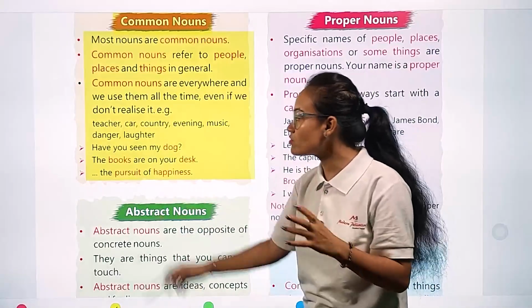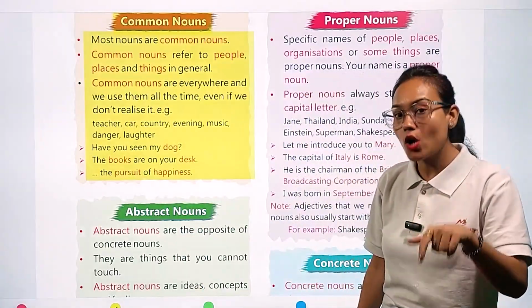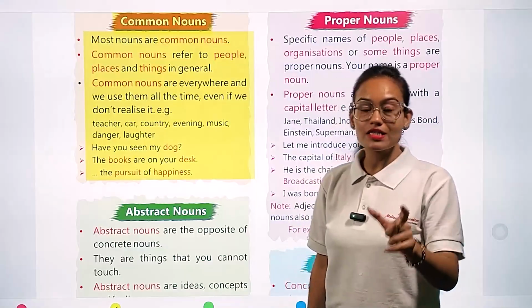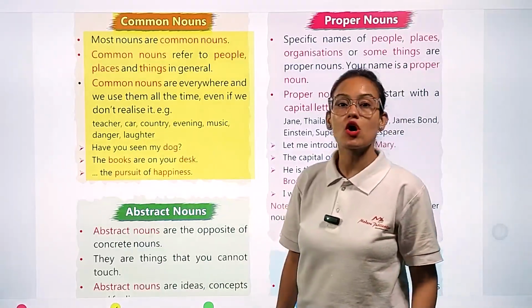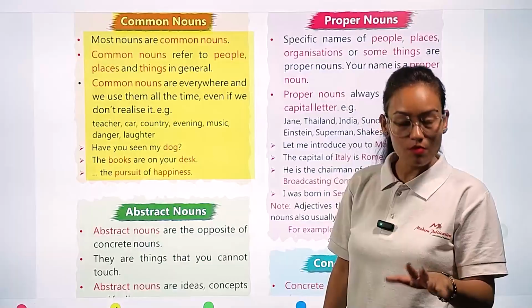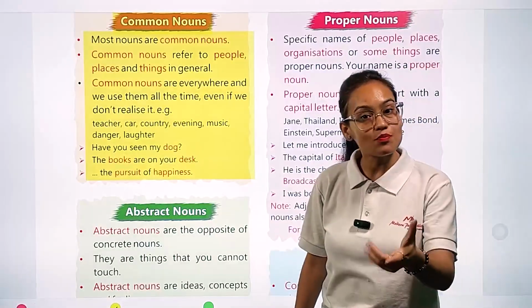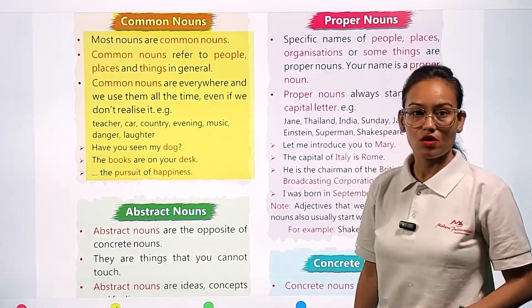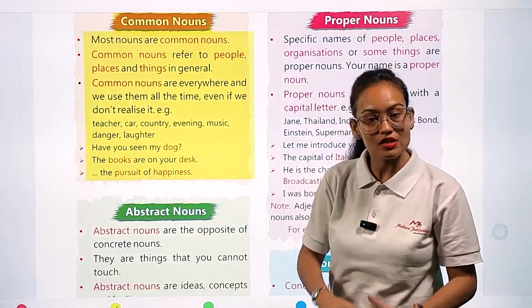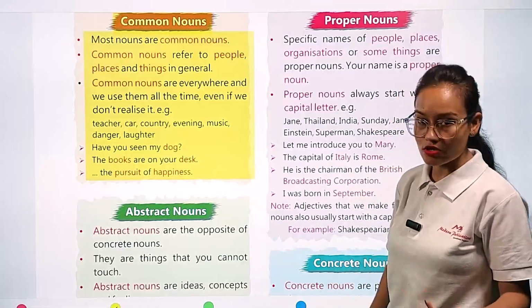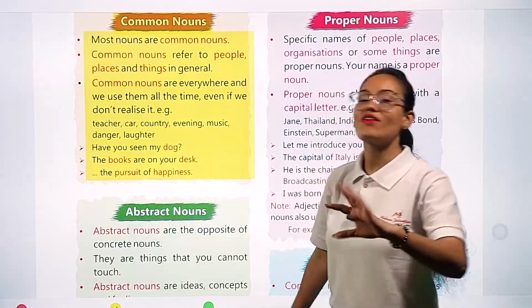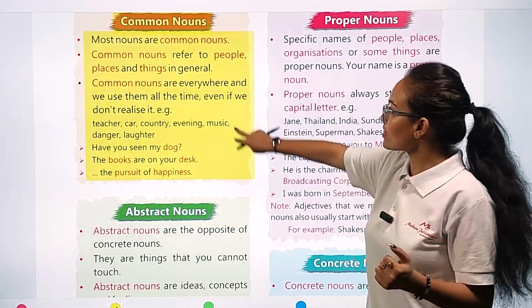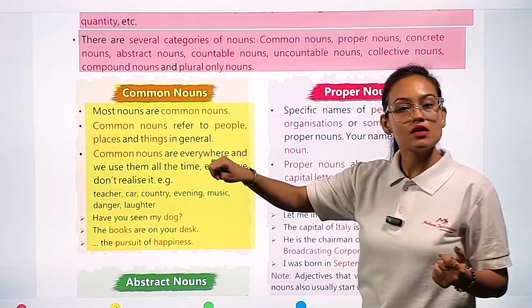Example, you can see, have you seen my dog? Okay, dog is a common noun. But if I'm saying, have you seen my dog Tom? Okay, Tom, then it means what? Tom is a proper noun. Okay, second one, the books are on your desks. Okay, so books are representing the whole book community. Desk is also the same. The pursuit of happiness. Okay, so you can see this is the meaning of common noun.